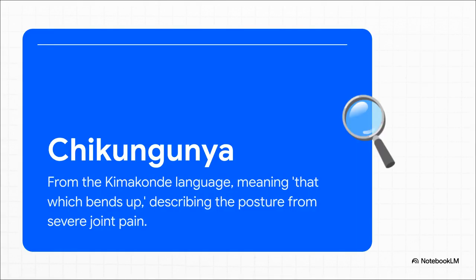The name of the virus pretty much tells you the most important thing you need to know about what it does to people. Chikungunya. It comes from the Kimakonde language, and it literally means "that which bends up." What a perfect description, right? It just paints this vivid picture of patients completely contorted by that severe, incapacitating joint pain. And that pain, well, that's the absolute hallmark of this disease.